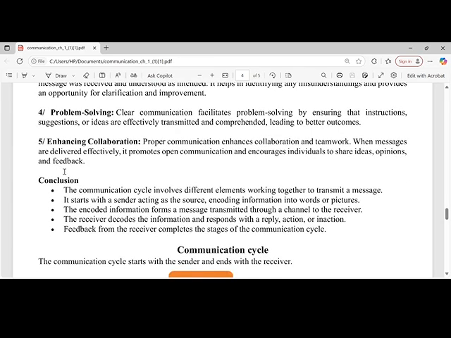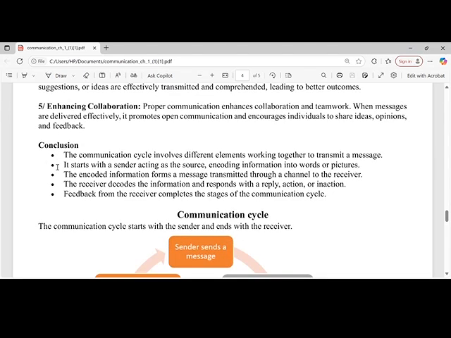Then is enhancing collaboration. Proper communication enhances collaboration and teamwork. See, in an organization or any hospital or any business organization, if there is proper communication among all the subordinates, all the managers, or all the employees, then it helps in mutual bonding and it also provides a cornerstone for the success of the organization, because all the members of the organization will be doing the work as a team. They will have proper communication and they will trust each other better.